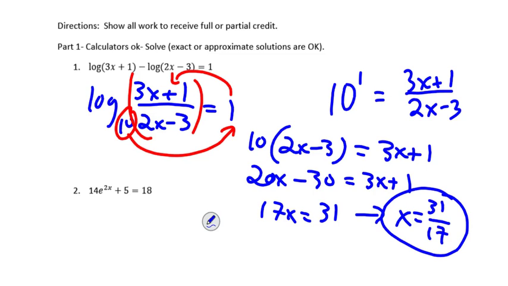Okay, now, is that a solution? Well, we should check it. But as long as when I plug that into here, I don't have log of a negative, I think I'm probably okay. But you could always check it to make sure it works.